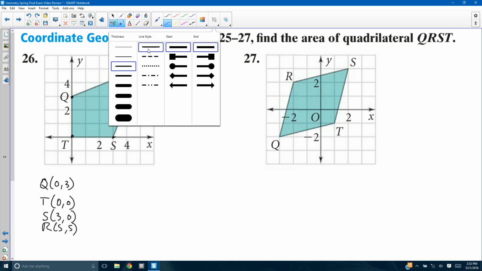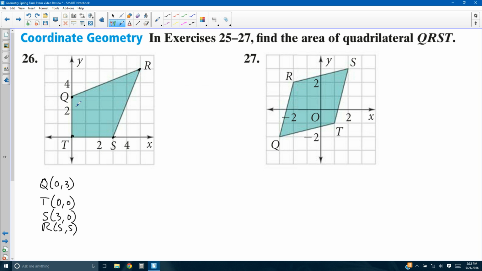So these are actually countable up and down right here. This is 3 units. This is 3 units. So QT is congruent to TS. This right here, this unknown length, is the hypotenuse of this right triangle right here with the leg lengths 2 and 5. This one right here is also an unknown length, but it is a hypotenuse of this right triangle here with the leg lengths 2 and 5.